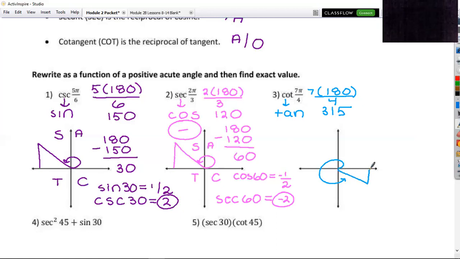And go from here. All right, so next, I'm going to do my reference angle. So I've got 360 minus 315, which is equivalent to 45. Then I'm going to label ASTC.